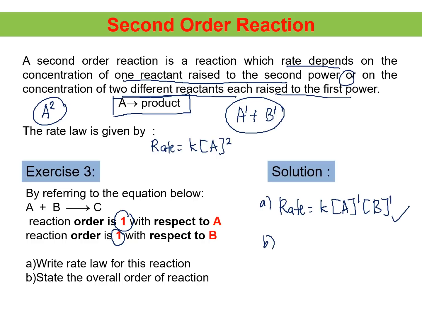Untuk B, overall order adalah sum up nilai reaction order reactant A dan reactant B. So, di sini 1 plus 1 produce 2. So, the answer is second order.